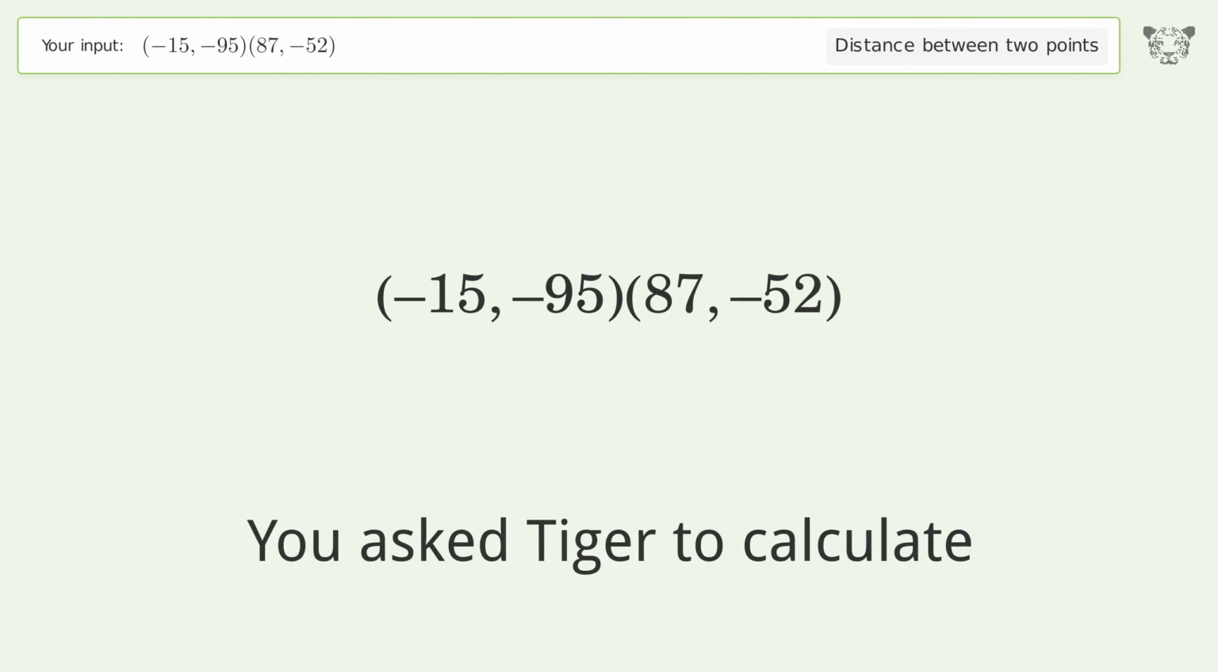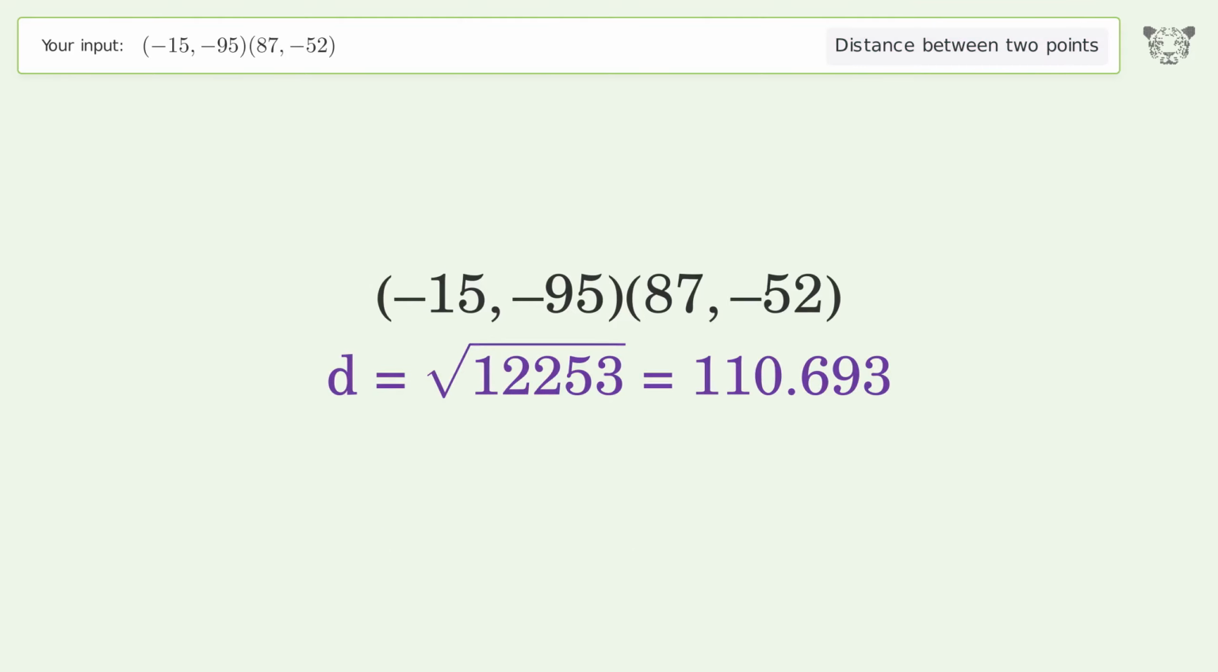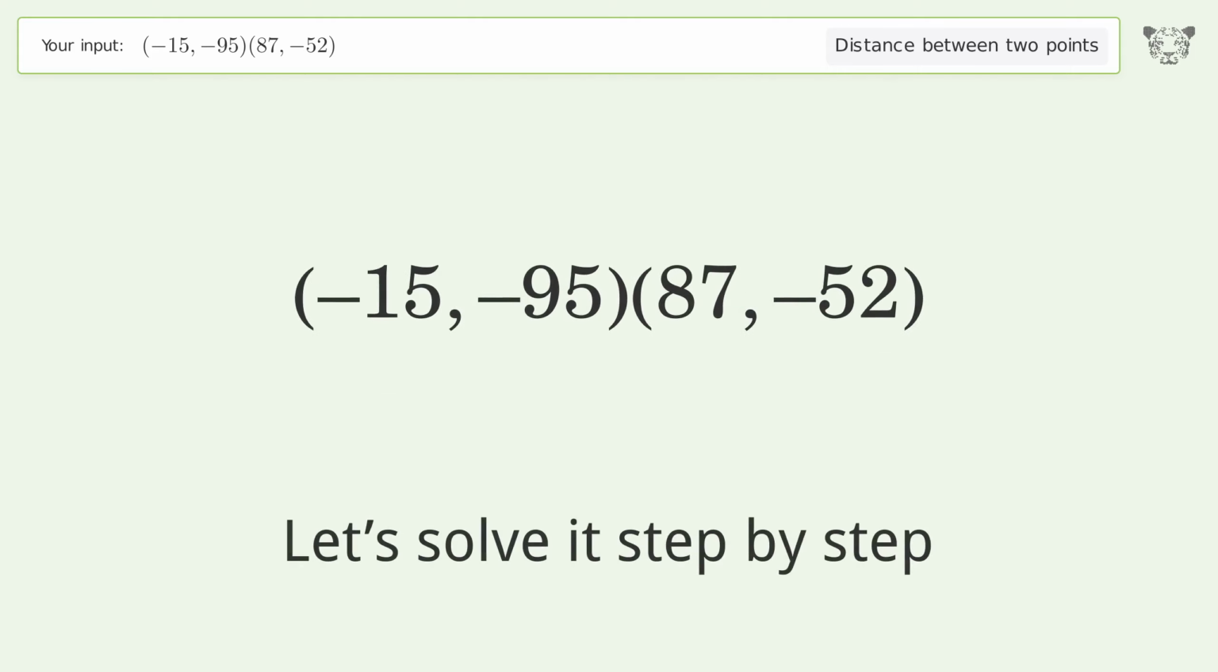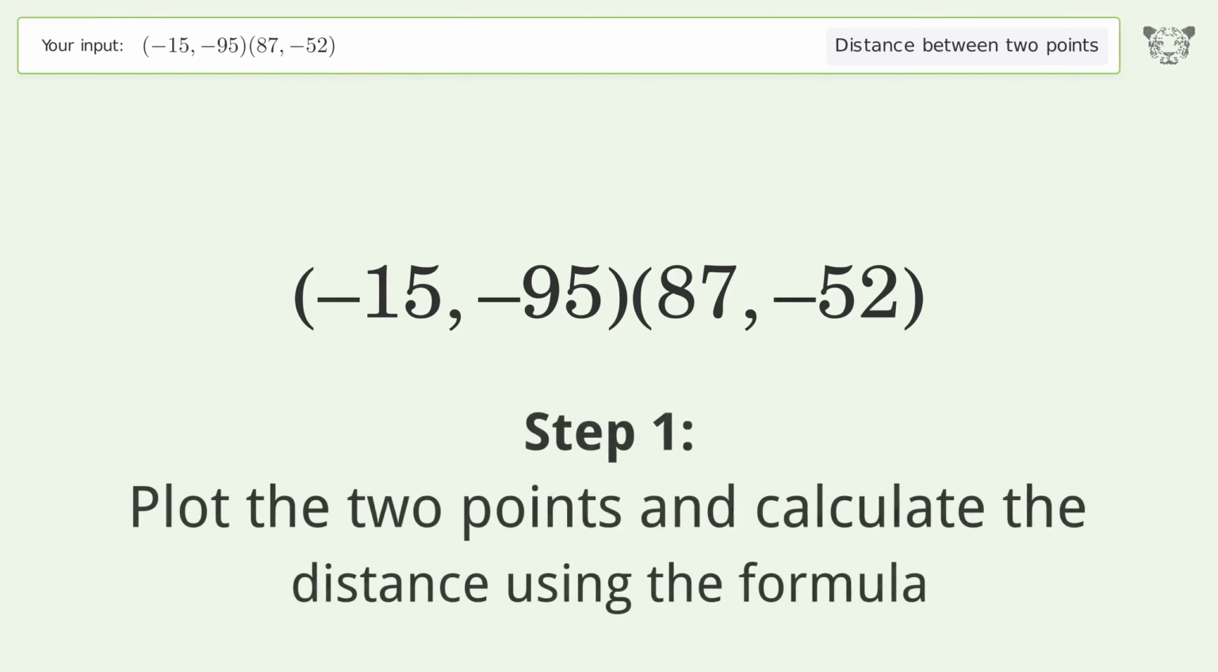You ask Tiger to calculate. This deals with the distance between 2 points. The distance between the 2 points is the square root of 12,253, or 110.693. Let's solve it step by step. Plot the 2 points and calculate the distance using the formula.